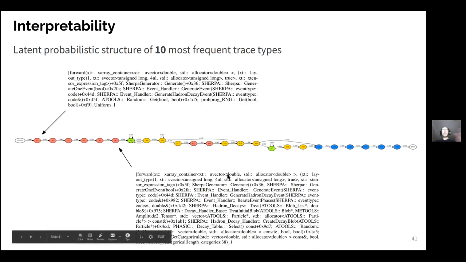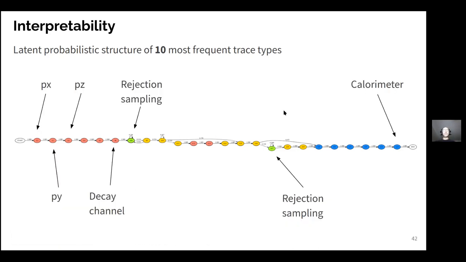And actually, we have people in the collaboration who want to create tools that work with these explanations. So these are interpretable. Once you know how to read these things, you can have a picture of what we do. We start, we sample the values for the momenta. This is where we define the decay channel. This is where we do some rejection sampling. This is the calorimeter for the detector, for example.